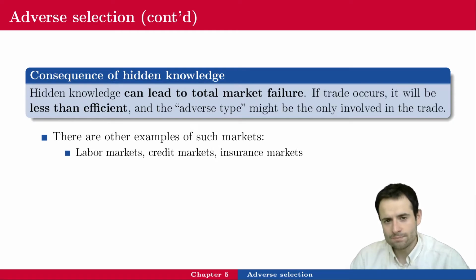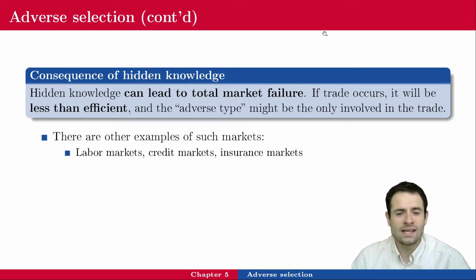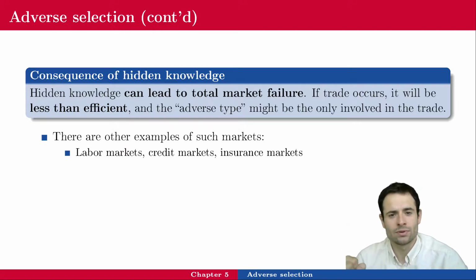However, this average interest rate might be too high for a safe borrower. So a safe borrower will not accept a loan. A safe borrower is the same as a high quality car. He is the good type. He will not accept the loan because the interest rate is too high.